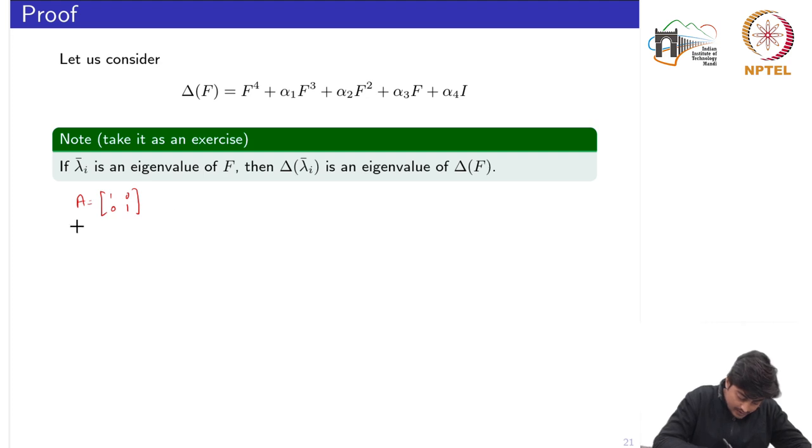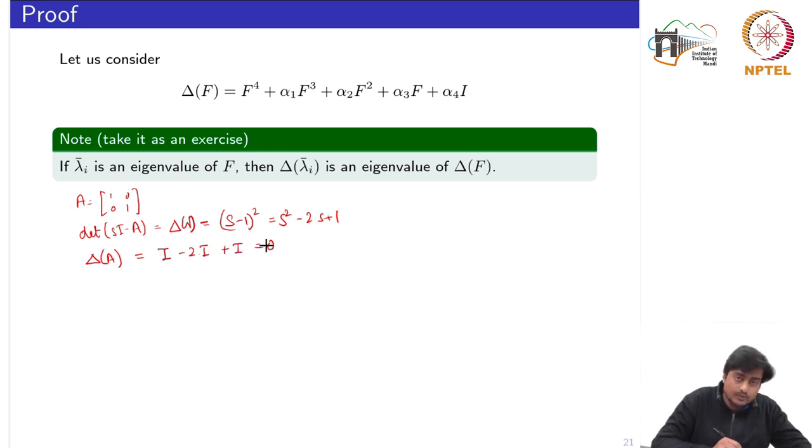The next step is to compute the determinant of SI minus A, which is delta of S, and it would be given by S minus 1 whole square, or S square minus 2S plus 1. Just for the confirmation, we can verify that delta of A would definitely be equal to 0. So if I substitute S by A matrix, we would have A square, so A square again would be identity, minus 2 times A plus an identity. So it would definitely be 0.